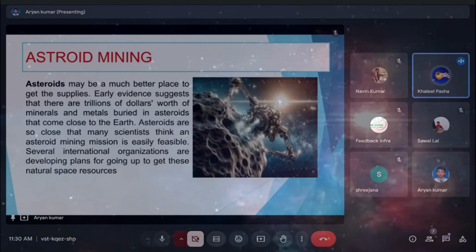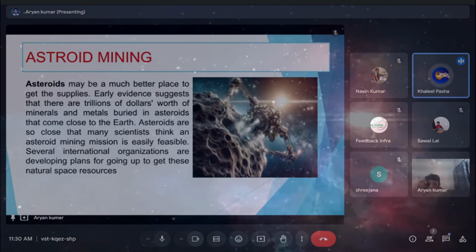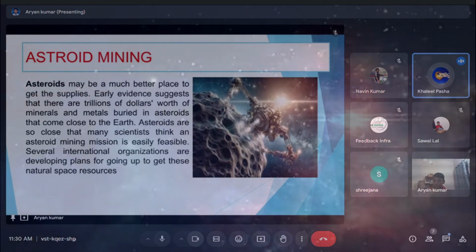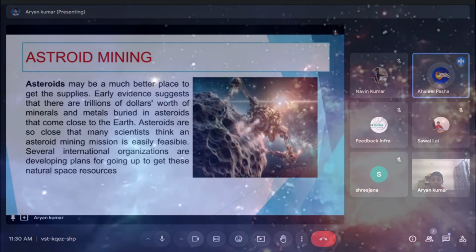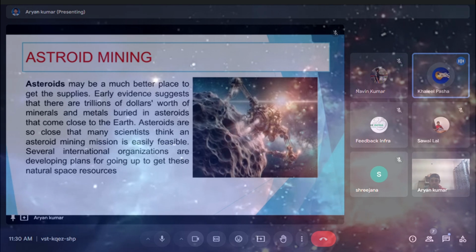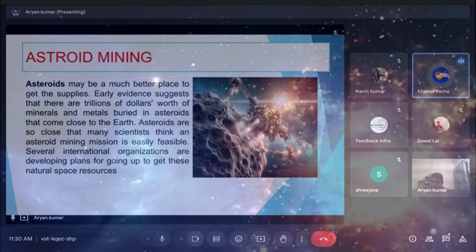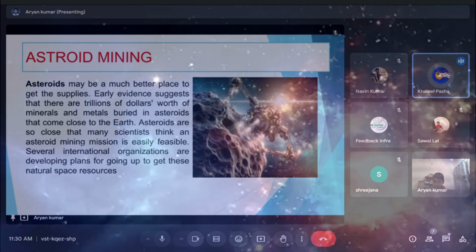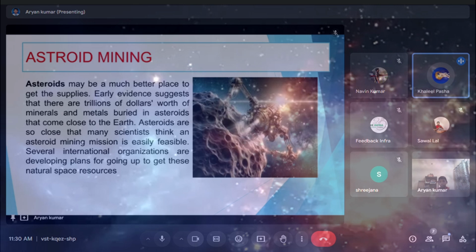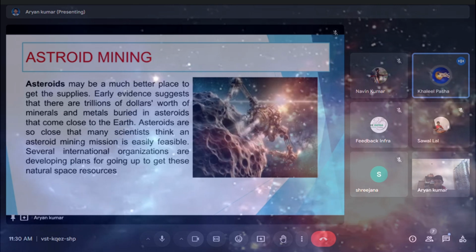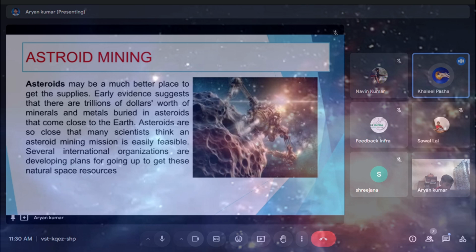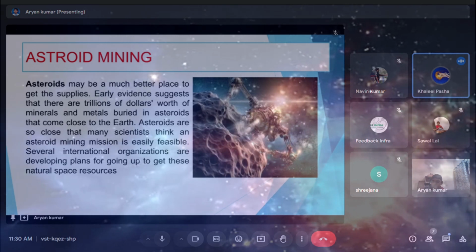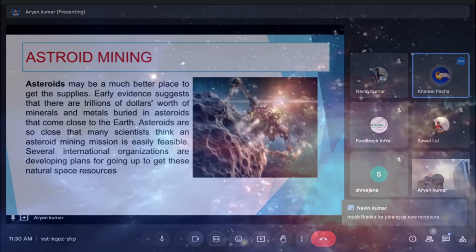Asteroid mining. Asteroids may be a much better place to get the supplies. Early evidence suggests that there are trillions of dollars worth of minerals and metals buried in asteroids that come close to the Earth. Asteroids are so close that many scientists think that an asteroid mining mission is easily feasible. Several international organizations are developing plans for going up to get these natural space resources.